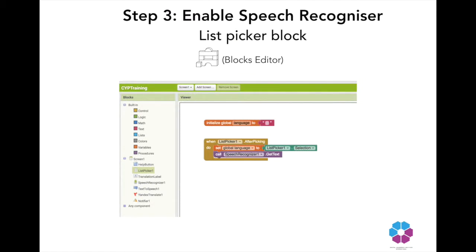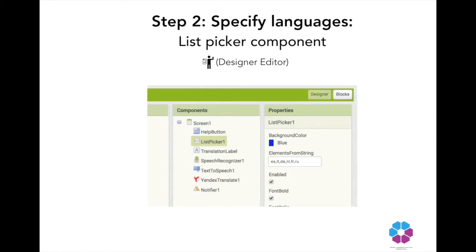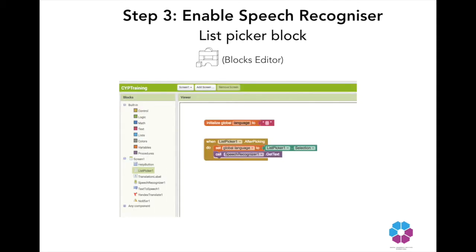Okay, on my slides I put here step 3, enable speech recognizer. So this is after having specified the language in your list picker component, we move on to step 3. That is, we go to the blocks editor, and then we give each of these components, like the button, the label, and the list picker, a behavior. Meaning, at this point, even if you click on the button on your mobile device, nothing happens because we haven't given it a behavior yet. And the behavior is basically the code that we will be adding in the blocks editor.